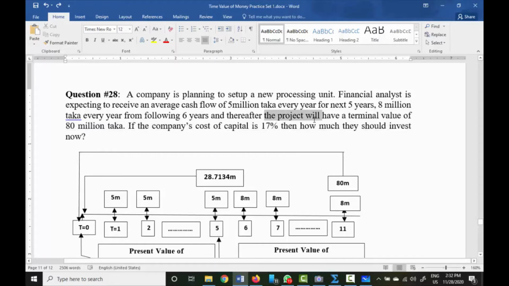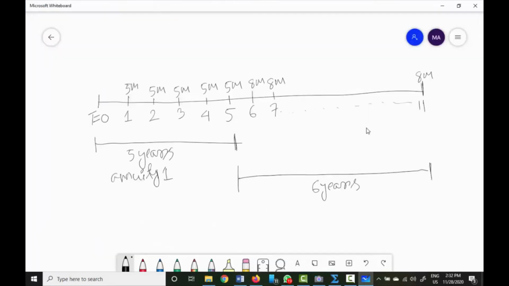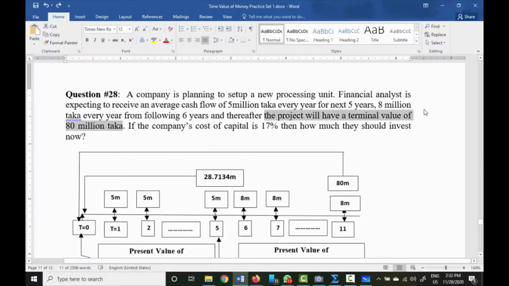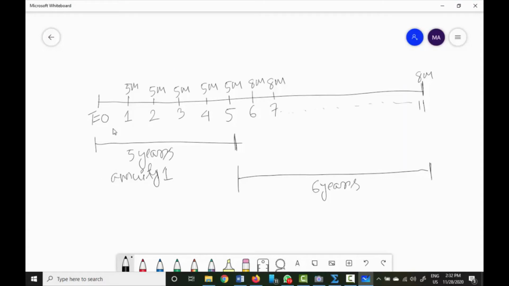And when they terminate the project, they will get 80 million taka from selling the machineries or other things, or they may sell the business to a second party. So after 11 years of running the project, by selling the project they will get 80 million taka terminal value, that is the final value. That means when they terminate the project after 11 years, they will receive 80 million taka as a single cash flow.